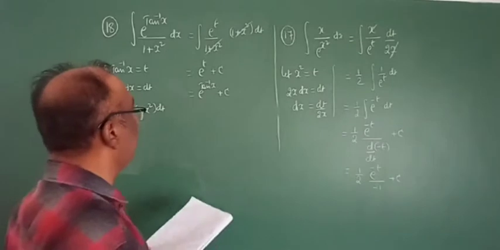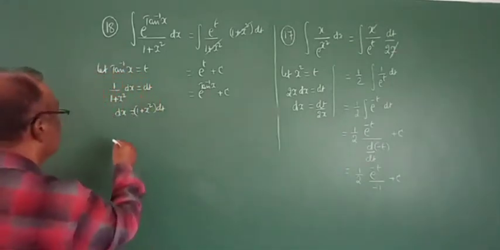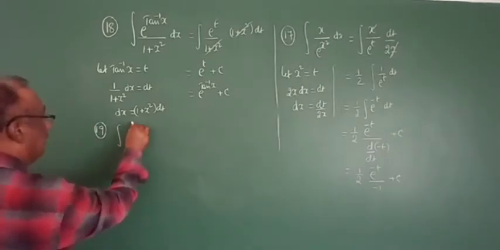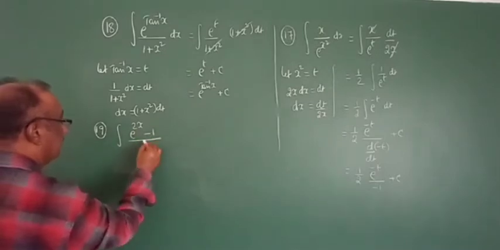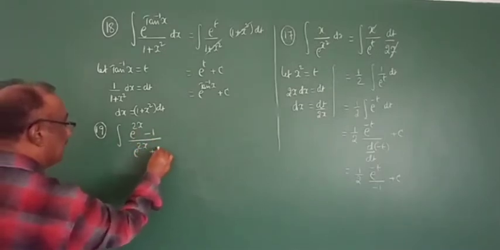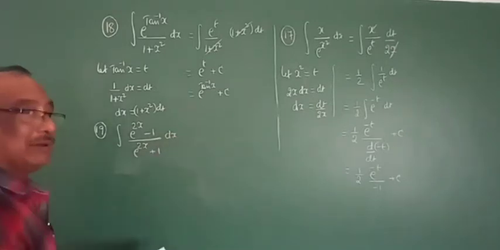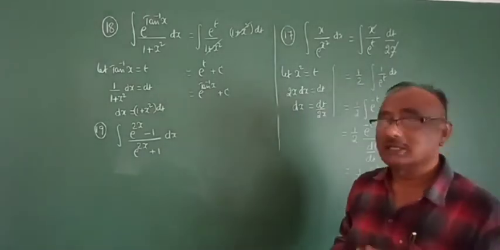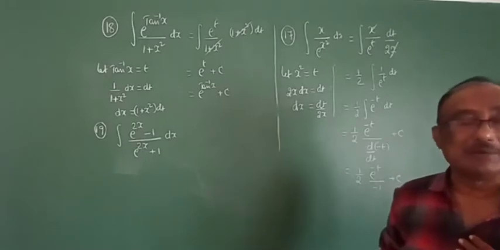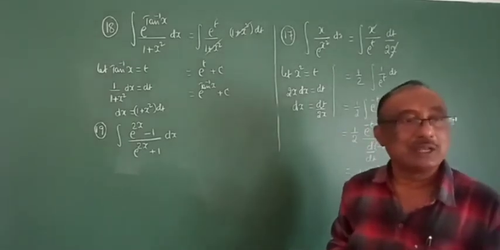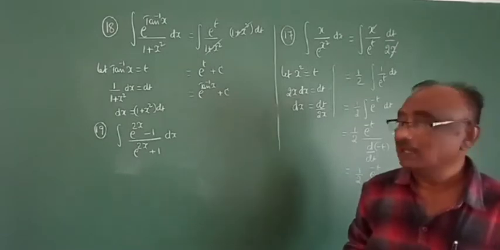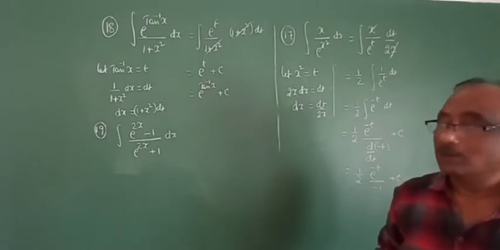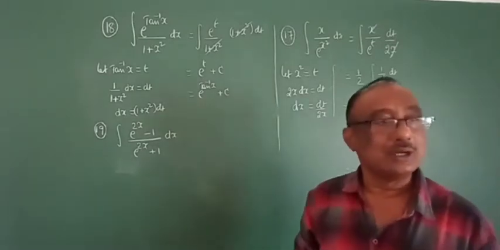19th problem, everyone. Integral of e power of 2x minus 1 by e power of 2x plus 1 dx. Observe the 19th problem. e power of 2x minus 1 is not the derivative of e power of 2x plus 1, and the derivative of e power of 2x plus 1 is not e power of 2x minus 1. So the derivative is not there.